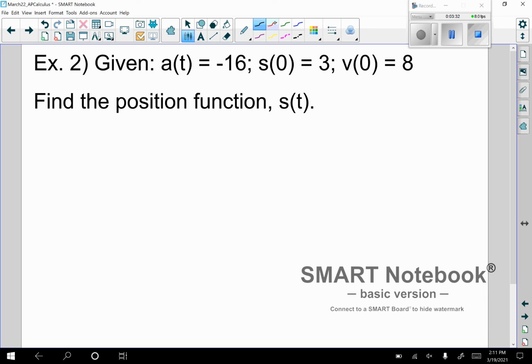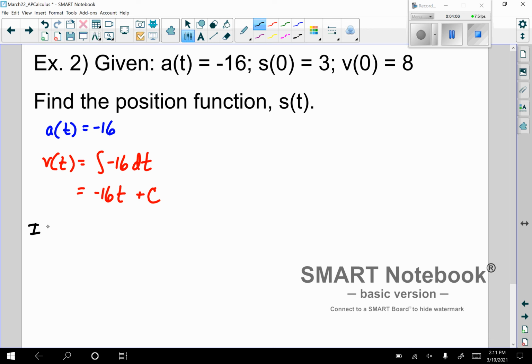So if you want to pause the video and give this a try. And if you want more time, just go ahead and pause again. All right, so we're going to start with that a of t is equal to -16. So from that, we want to find v of t, which is just the integral of -16, and everything's in terms of t, so we'll say dt. So now this just becomes -16t plus c.